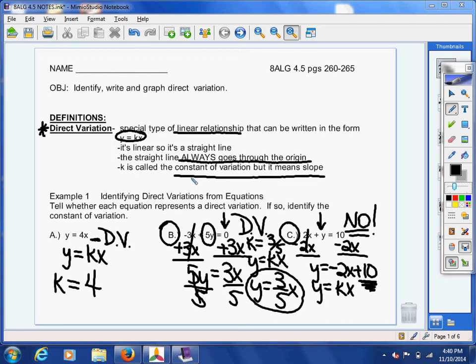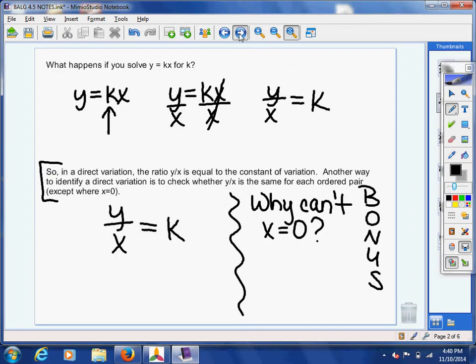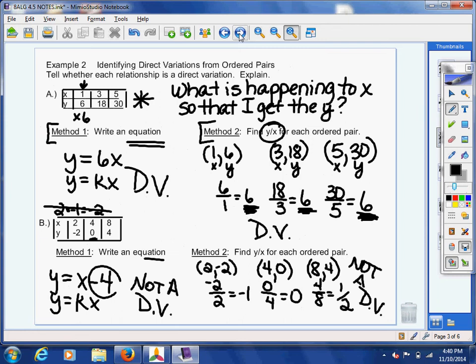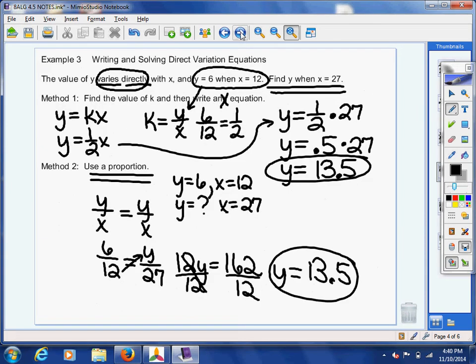All right, welcome back for our final installment for 4.5. This is going to be example 4. What we've covered already, we've identified direct variations from equations. We've identified direct variations from ordered pairs. That was example 2. We solved some direct variation equations. We were given information and asked to solve for missing information, and we did that yesterday.